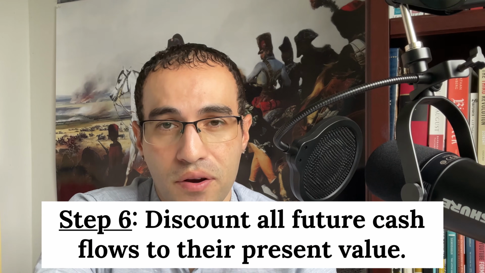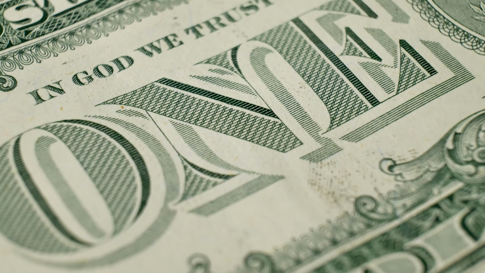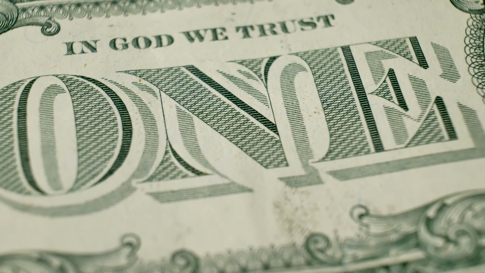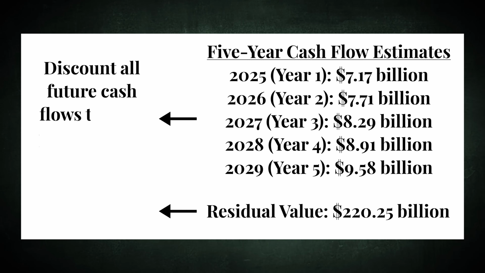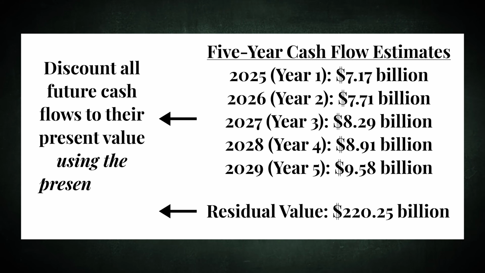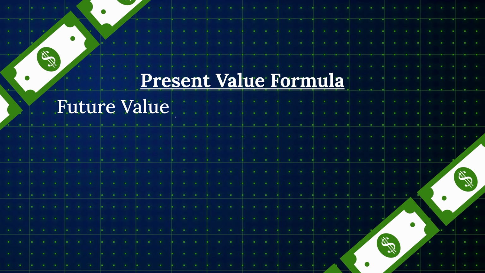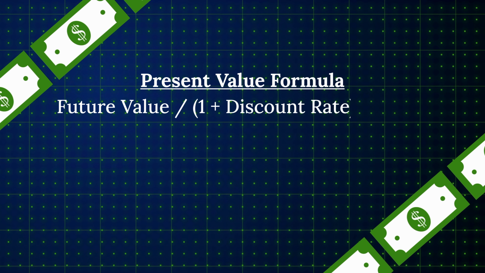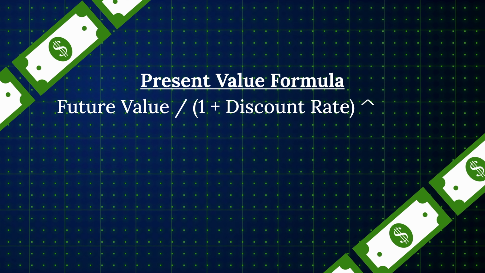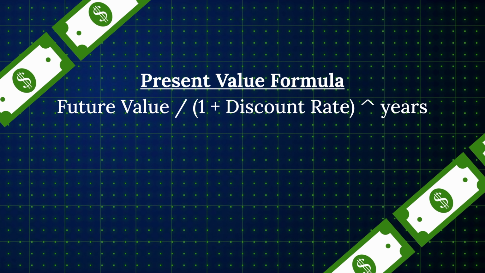Now we have all the cash flows from years 1 to 5 and the company's residual value. Moving on to step 6 in our DCF, we're going to recall the principle that we learned in step 4, that $1 today is worth more than $1 in the future. So step 6 is discounting all these future cash flows to their present value using the present value formula. The present value formula is the following. The present value equals the future value divided by, open parentheses, 1 plus the discount rate, close parentheses, raised to the power of the number of years into the future. Sounds complex, but it's really not.